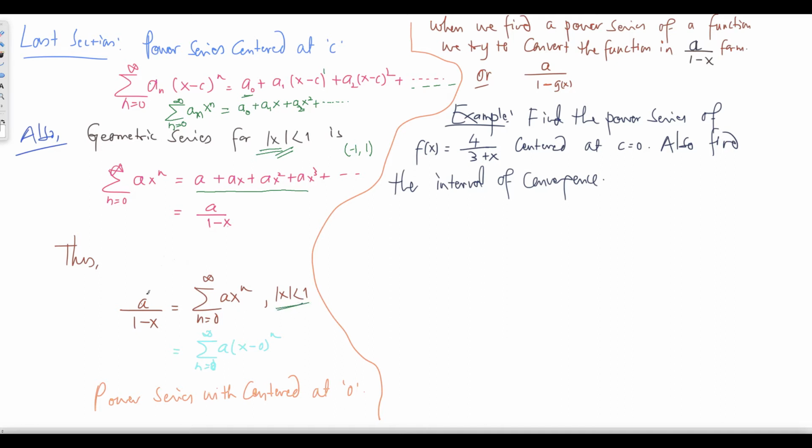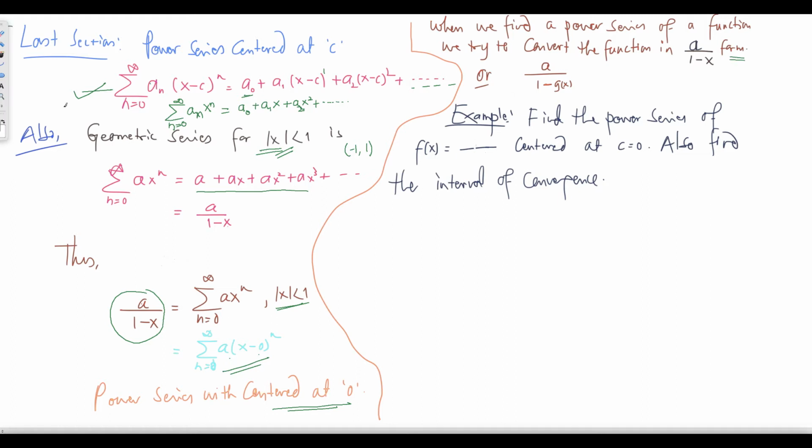For this function, you can write an infinite series. If you write this infinite series in that format, you get the summation n equals 0 to infinity of a times x minus 0 to the n, which means this is a power series with center at 0. That's what we can say here. You see that? This is a power series centered at 0.